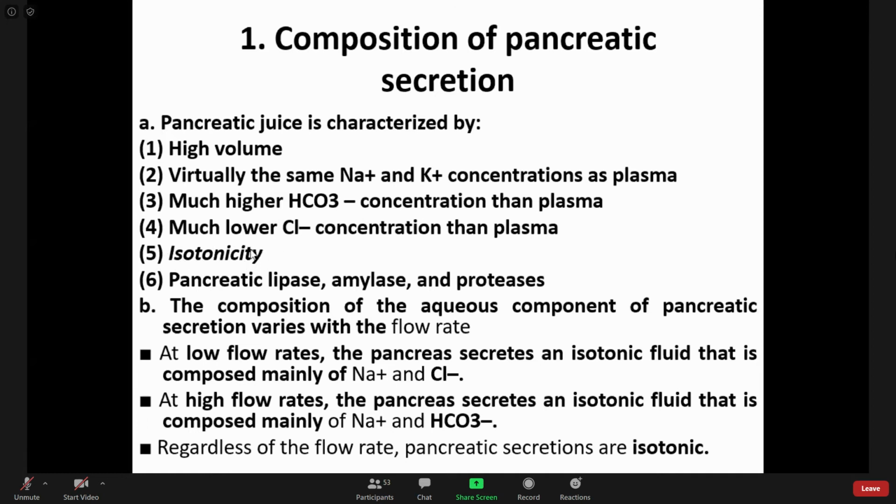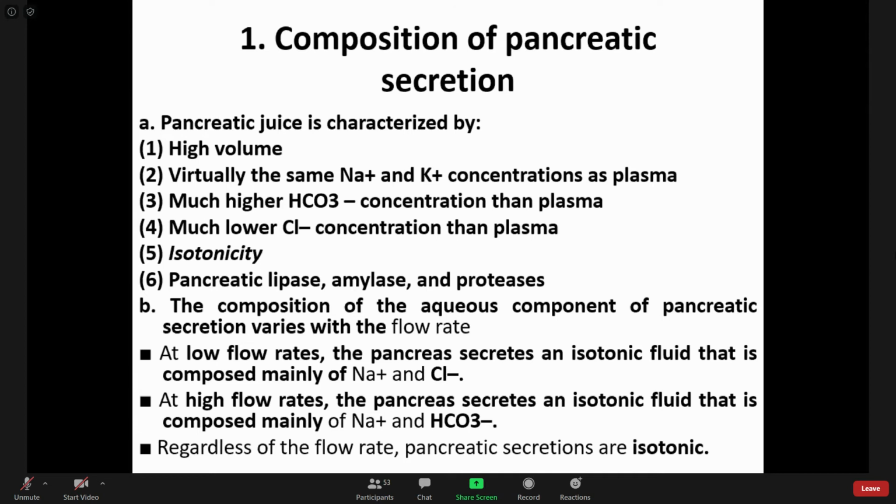The secretion released from the pancreas is isotonic to the plasma because water is secreted as well. Not only bicarbonate but also water is secreted, so it is isotonic to the plasma. It also secretes the enzymes: pancreatic lipase, pancreatic amylase, and pancreatic proteases. This is the main composition of the pancreatic secretion.